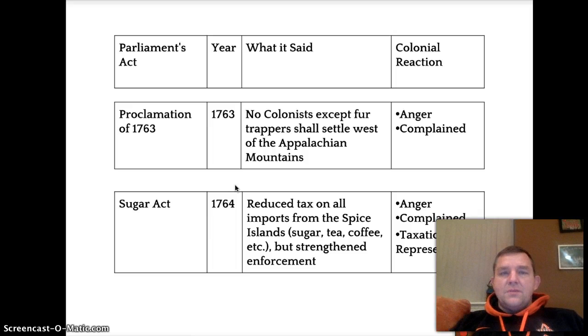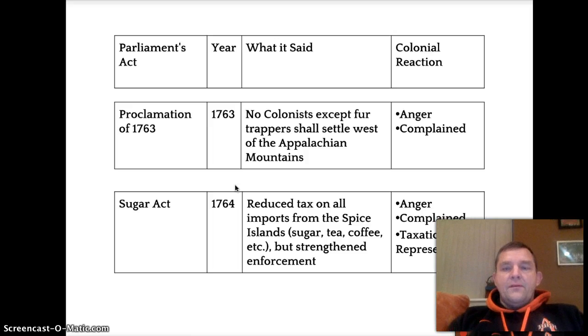Because understand, this tax was not required of people who lived in England. This tax was not required of people who lived in South Africa. This tax was not required of people who lived in Latin America.